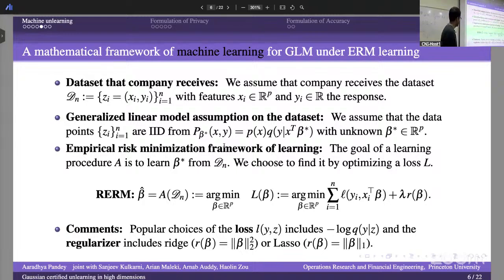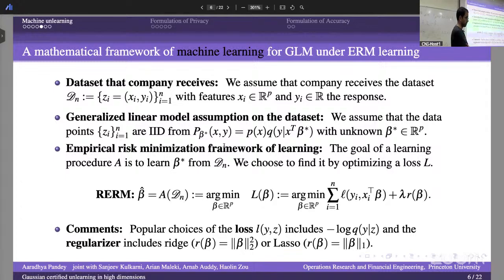Machine learning, or statistics per se, for us will be this. Let's say the company receives a data set D_n, which is some Z_1 through Z_n. That is the data set that the company has. For these entire slides, we will focus on the situation where the features are x_i and the y_i's are the response. That is the kind of data set that we have in mind.